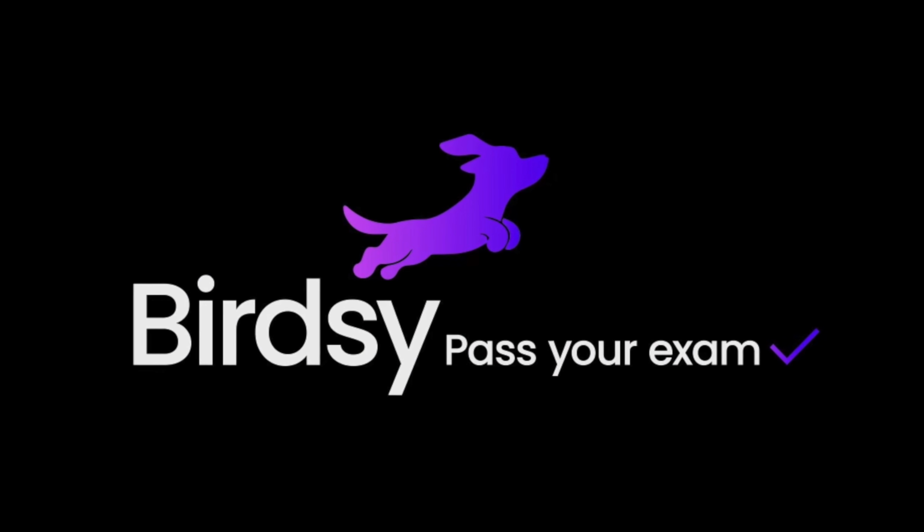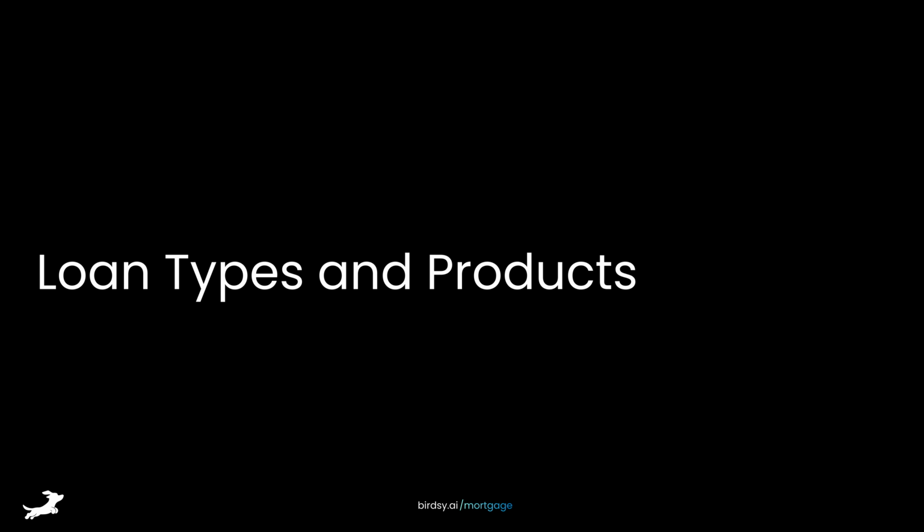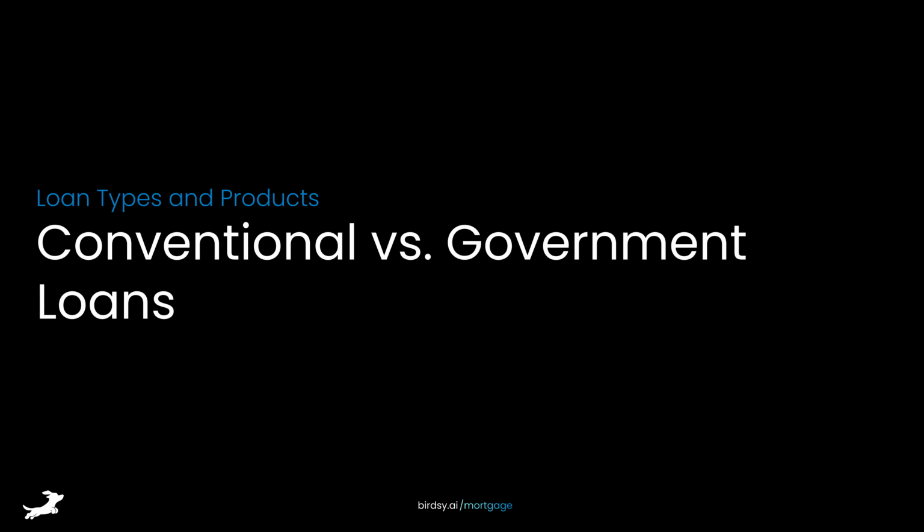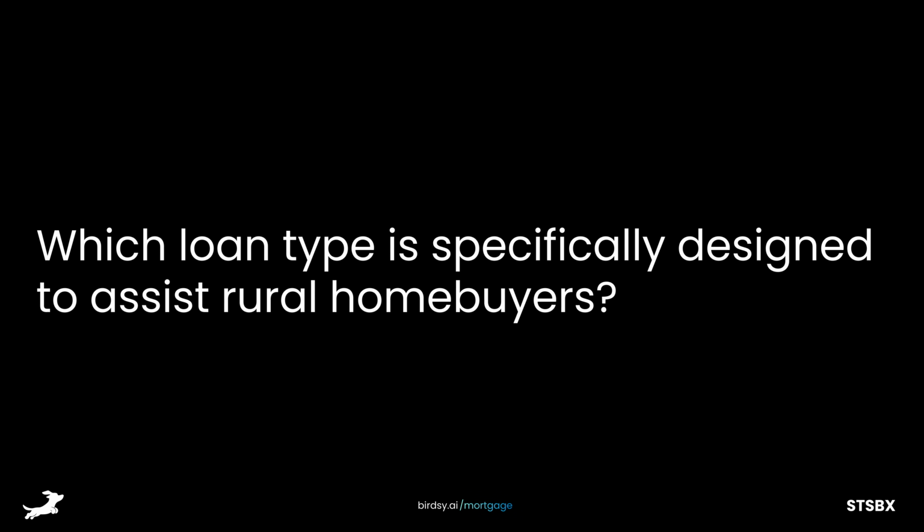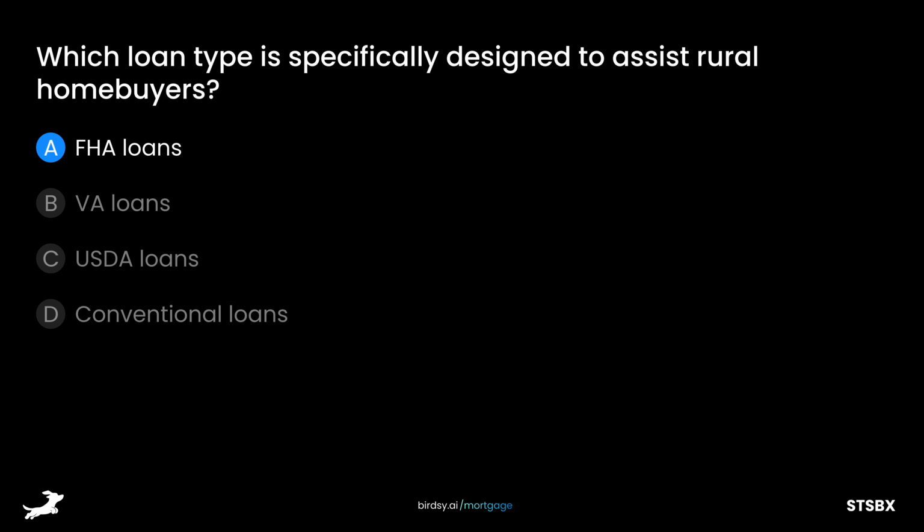Now, let's dive in. Let's begin with a look at loan types and products. Conventional versus government loans. Which loan type is specifically designed to assist rural homebuyers? Is it A, Federal Housing Administration, FHA loans, B, U.S. Department of Veterans Affairs, VA loans, C, U.S. Department of Agriculture, USDA loans, or D, conventional loans?